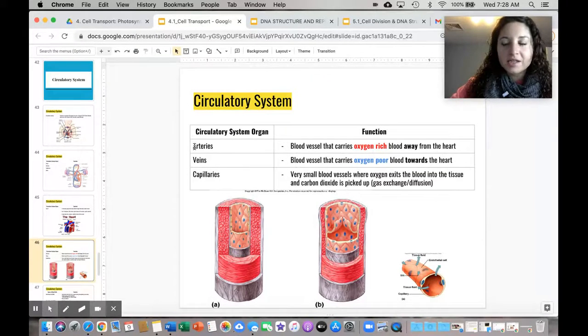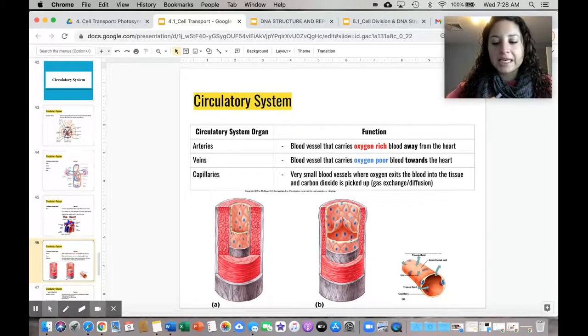So arteries are larger blood vessels. They carry oxygen-rich blood away from the heart. So when I say oxygen-rich blood, I mean blood that has a lot of oxygen inside of it. So this blood needs to go to all of our body cells to drop that oxygen off so that our cells can use the oxygen to make ATP.